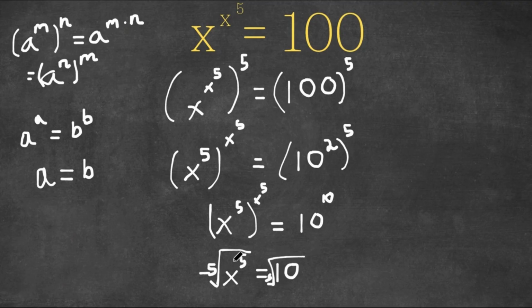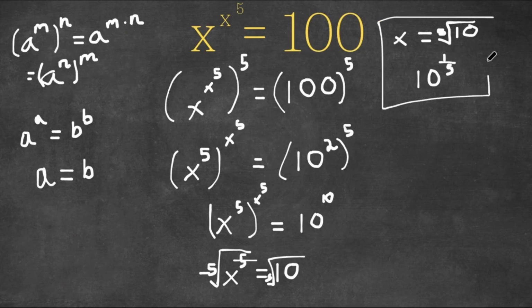and these two cancel out, and I would be left with x is equal to the fifth root of 10. And this can also be written as 10 to the power of 1 over 5. So this would be our answer.